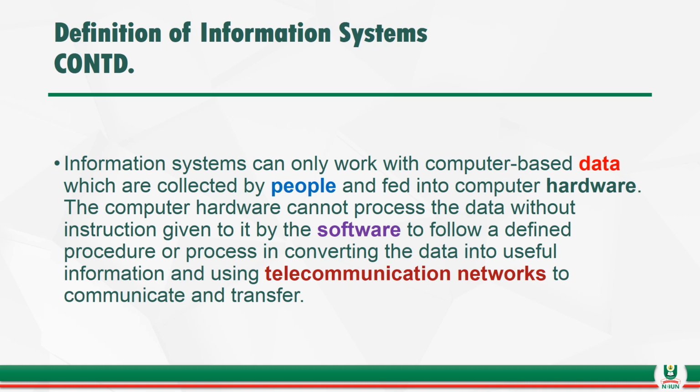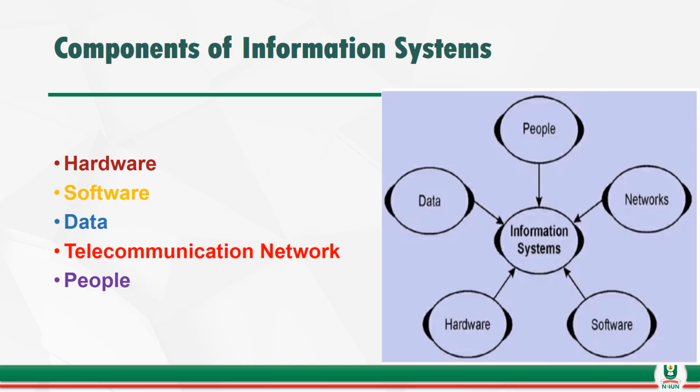You would notice the highlighted words within this definition of information systems. These are what we refer to as the components of information system. These components are 5 in number. They are the hardware, software, data, telecommunication network, and people.